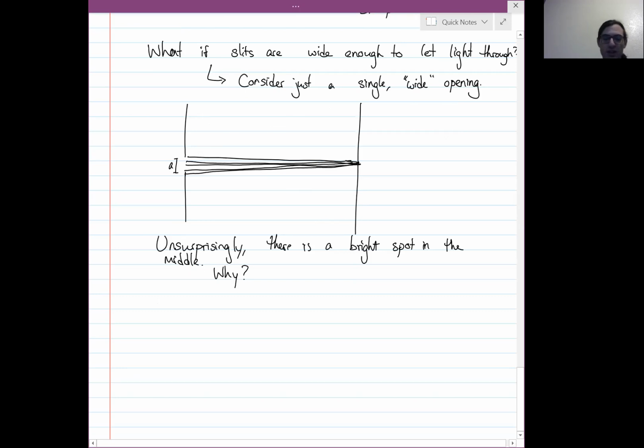Rather, if we describe each infinitesimal point as being paired with another point on the opposite side, then each of those points is traveling the same distance to get to the center. So they would constructively interfere. We call those Huygens points. All Huygens points pair with another on the opposite side.